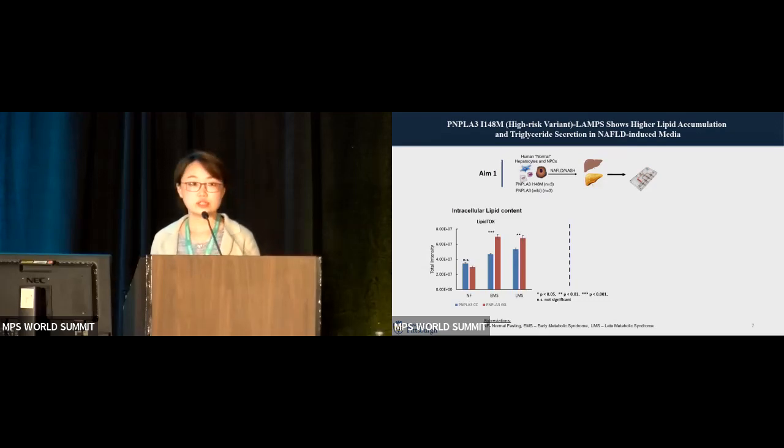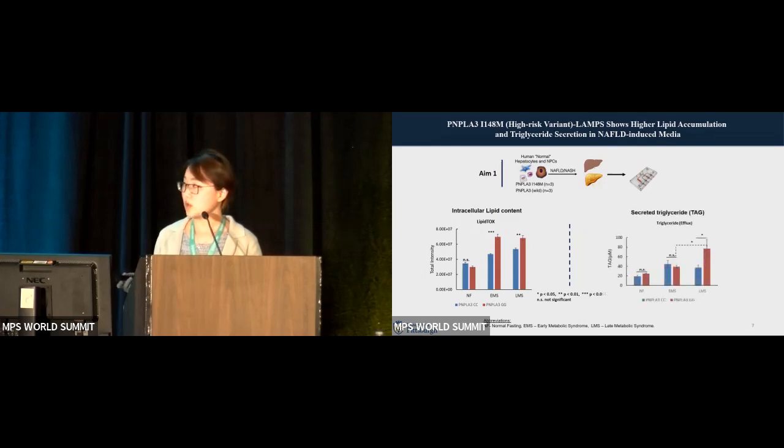In addition to the intracellular lipid content, we also measure the secreted triglyceride. As you can see here, we compare the wild-type model and the mutant model. We see a significantly higher increase of the secreted triglyceride level in the late metabolic syndrome media. So taken together, our preliminary results indicate that this PNPLA3 mutant may introduce a burden in a disease-induced condition, and it may further accelerate the disease progression.